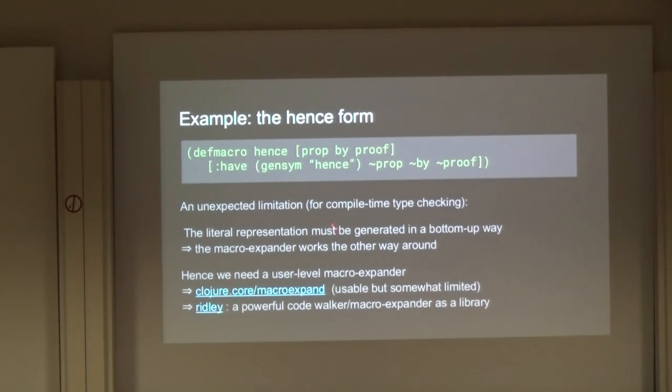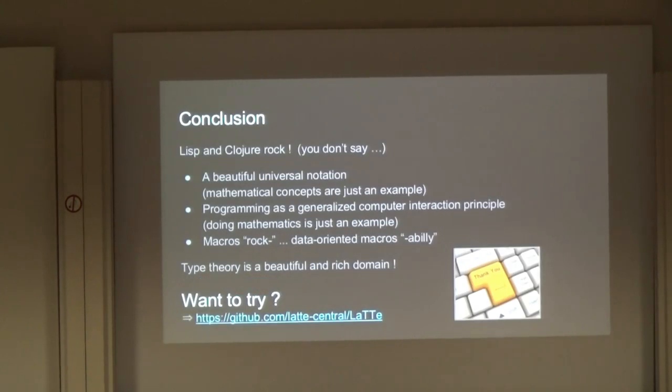I noted an interesting limitation: in general, in a macro expander, you have one level of expansion, and then the macro expander will do it implicitly until there are no macros anymore. But here, I have to do it bottom-up. I have to first macro-expand, get a big data structure, then do type checking at compile time. So you need a user-level macro expander. One has been implemented as a library called Lisp. So I will just conclude that Lisp is cool. Thank you.